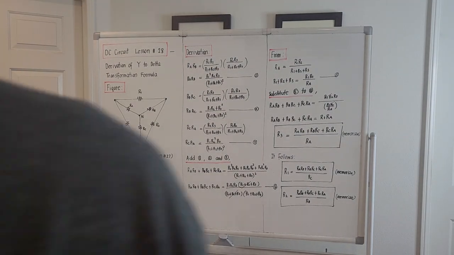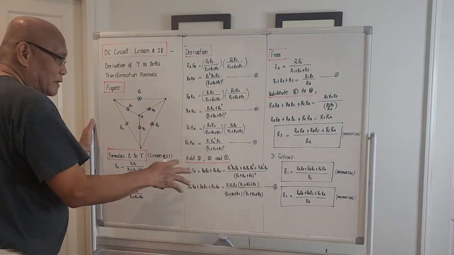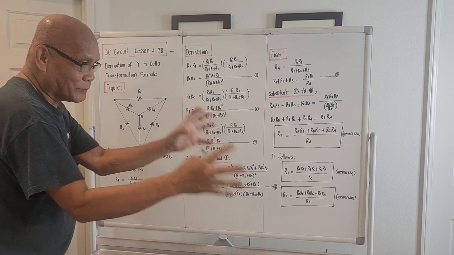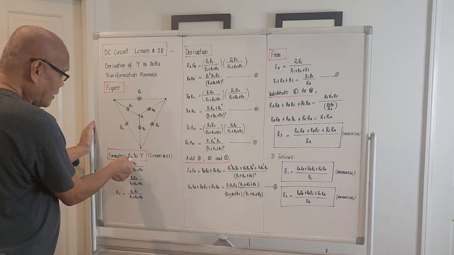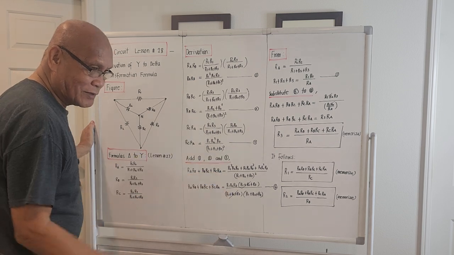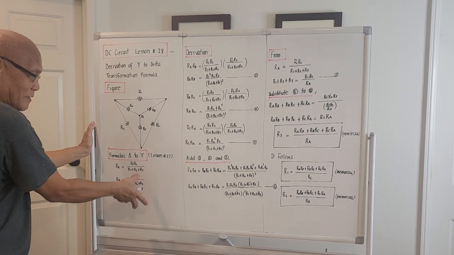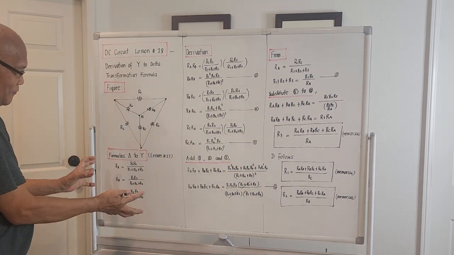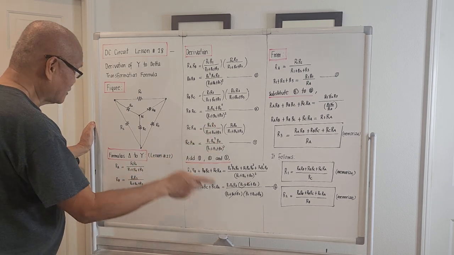Okay, let's bring out the derivation. But prior to the so-called derivation of Y to delta, let's try to bring out first the derived formulas from delta to Y. It was lesson number 27. These are the derived formulas. It's different from this one because the first one here is delta to Y, and what we are discussing for tonight is actually Y to delta.